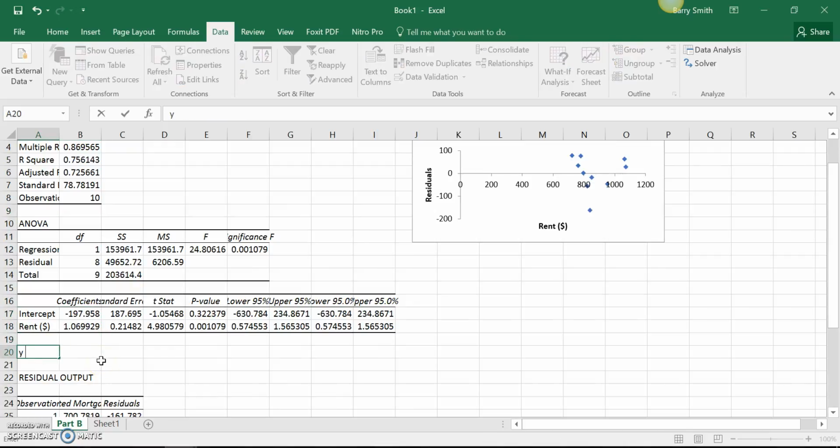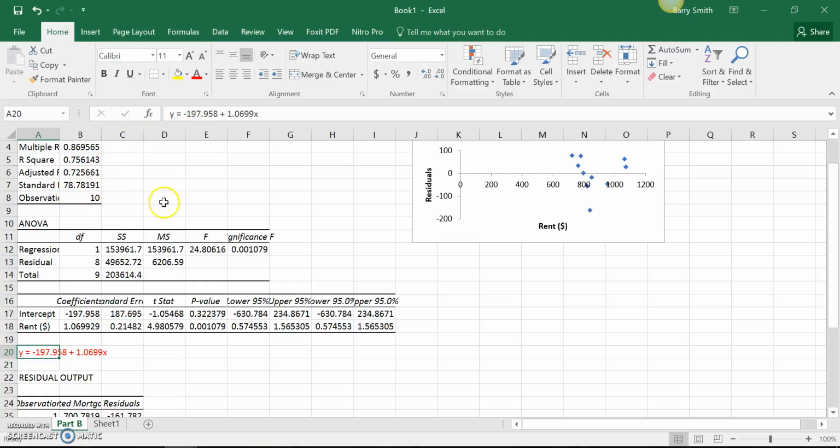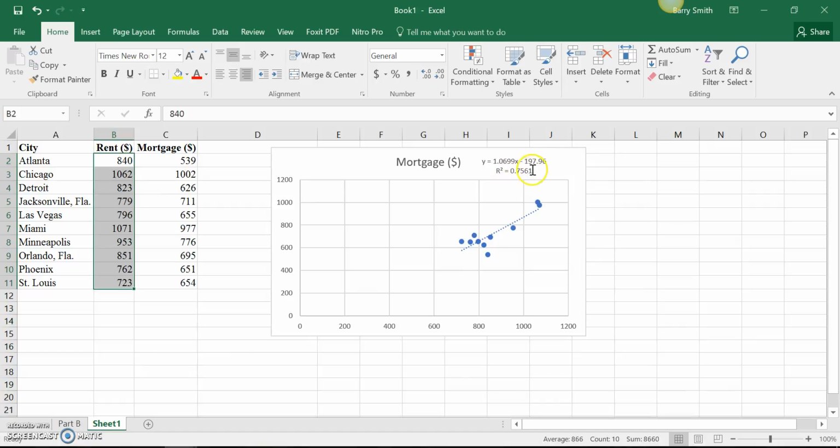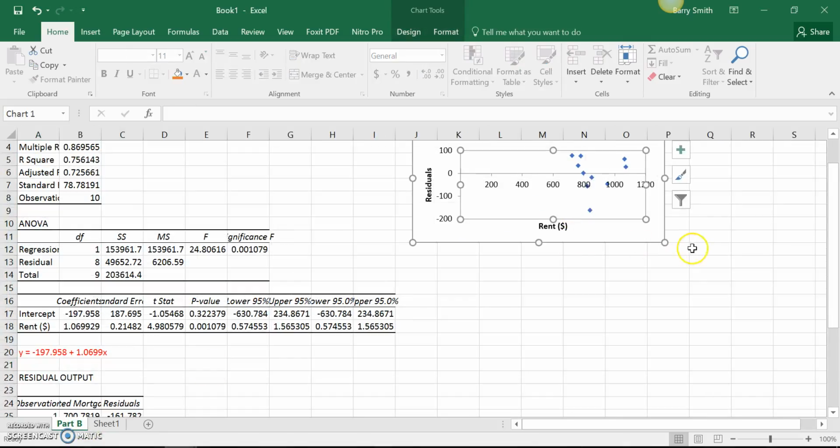So that gives us y equals negative 197.958 plus 1.0699x, and that's going to be our regression line. Okay, and let's go ahead and highlight that. We already had that here, but we didn't have this residual plot.